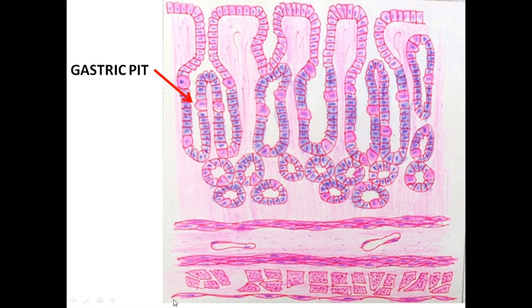This will be the last part, the adventitia or serosa. We have got the muscularis externa. This is the submucosa. This is muscularis mucosa. The lamina propria consists of a large number of glands, and these are the cut sections of gastric pits also. So these are the gastric pits.